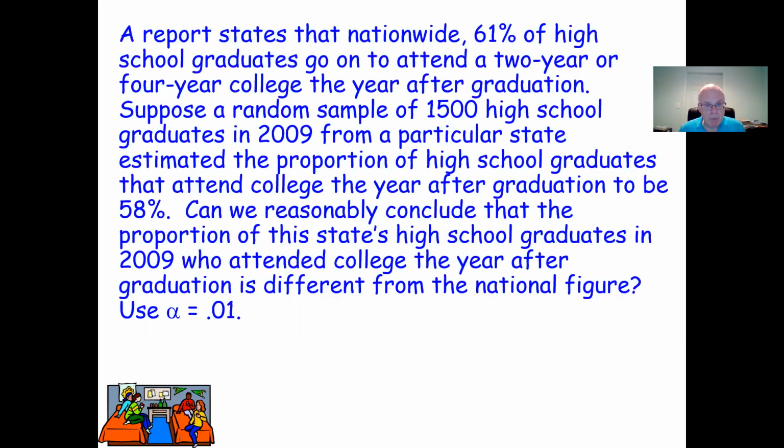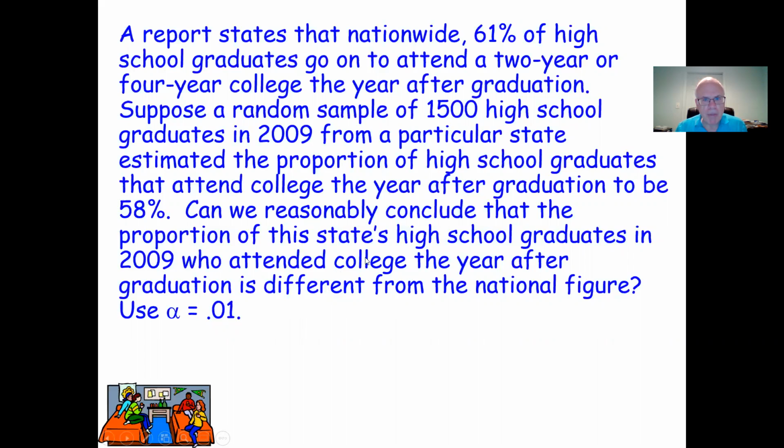Can we reasonably conclude that the proportion of the state's high school graduates who attended college is different from the national figure? So the national figure is what we're going to say is the population, the hypothesized population value. P is equal to 0.61 is going to be our null hypothesis.